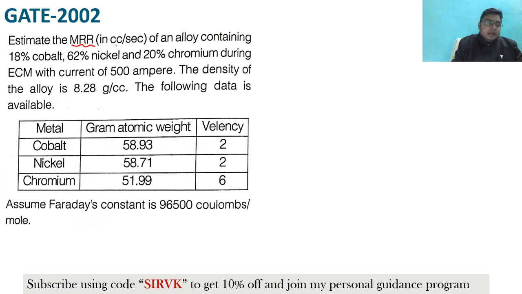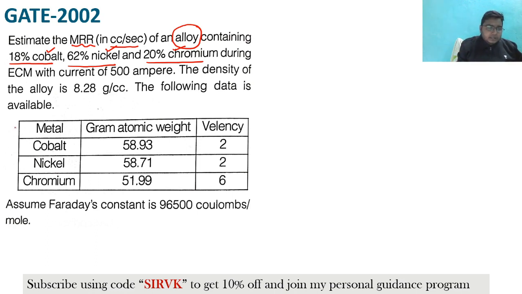Estimate the MRR, in cc per second, that is cubic centimeter per second, of an alloy. So this is a problem of the alloy. An alloy containing 80% cobalt, 62% nickel, 20% chromium. So you can understand that there is an alloy which has cobalt, nickel and chromium, and their quantities are given: cobalt is 18%, nickel is 62% and chromium is 20%.